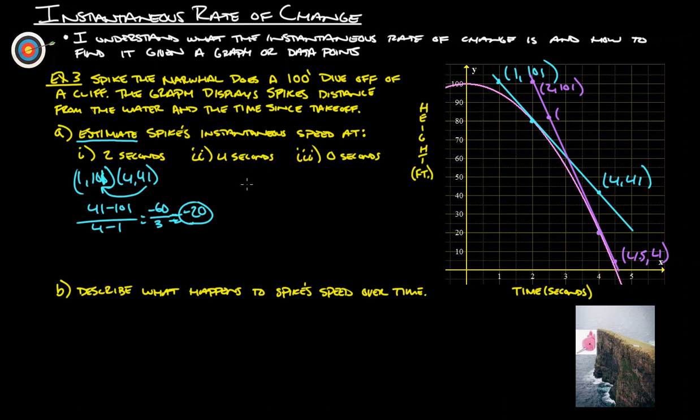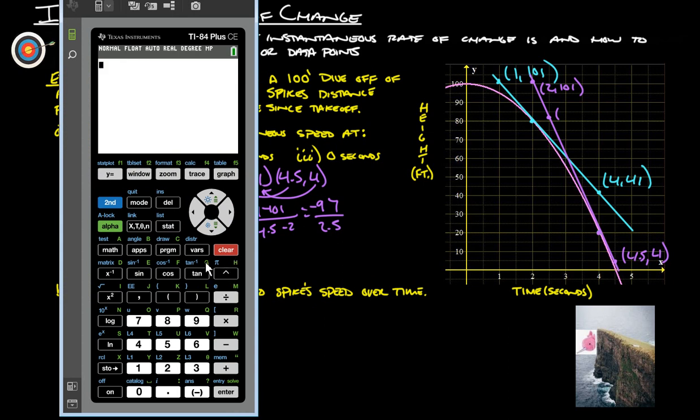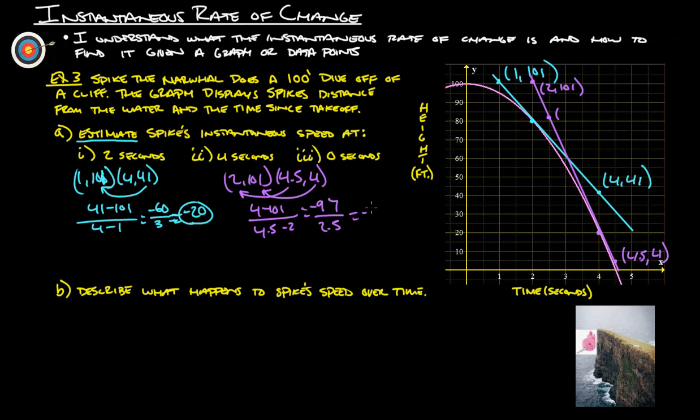Okay? So then what we're going to do there is we'll set these 2 points up over here. 4 minus 101 over 4.5 minus 2. All right, so that gives us what? Negative 97 over 2.5. I'm going to use my calculator for this one. Okay, so negative 97 divided by 2.5 gives us negative 38.8.